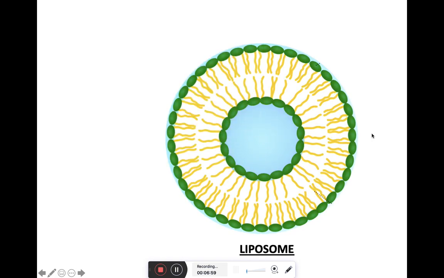Another important role played by the amphipathic lipids is that they form a liposome. You can see the liposome is just like a membrane: the bilayer of amphipathic lipids, the core is polar, the surface is also polar, and the body is the non-polar tails. Well, the membrane is a natural structure, whereas the liposome is a synthetic structure. And why is this synthetic structure formed? This structure is synthesized.